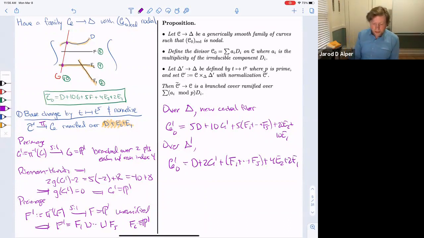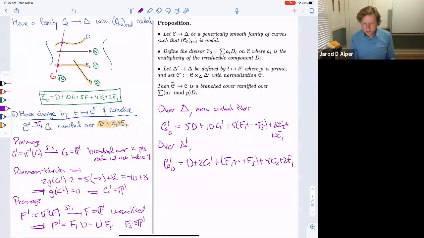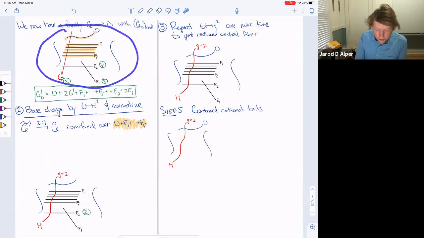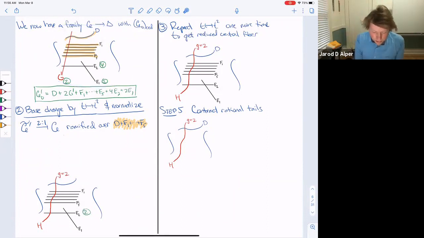So the upshot is that we've decreased some of the multiplicities. And so now we're in this picture here, where we have a family where the reduced central fiber is still nodal, and it looks like this, where the only multiplicities we have are at G prime, E1, and E2. And so now we compute the base change, t goes to t squared, and normalize, and we know what we're going to get is going to be ramified over D plus F1 all the way to F5.